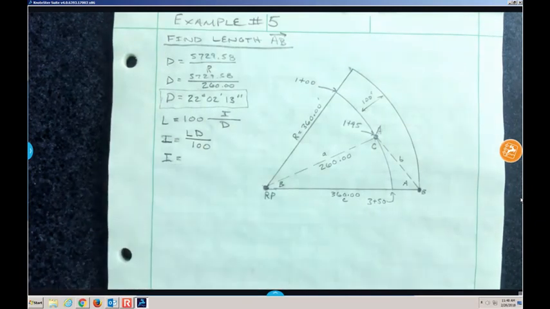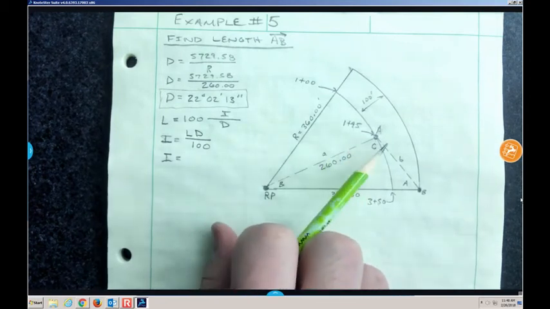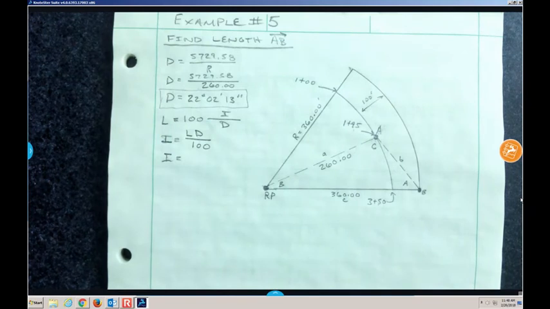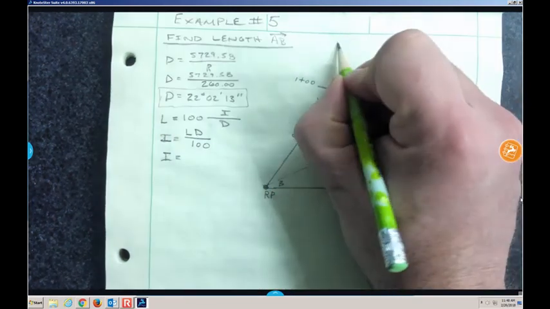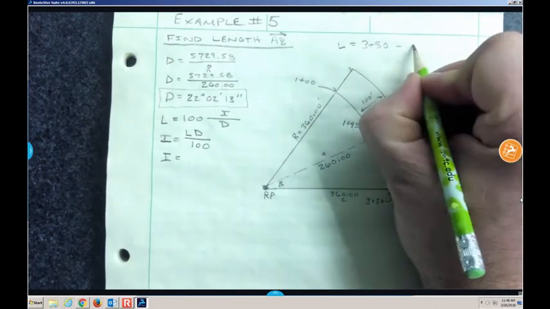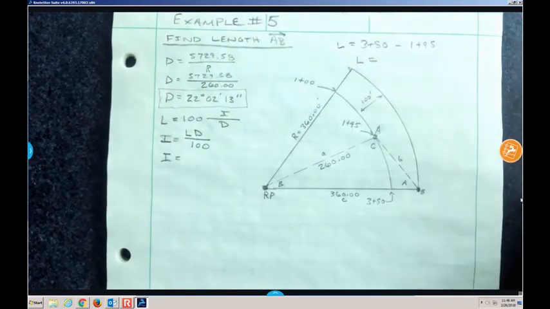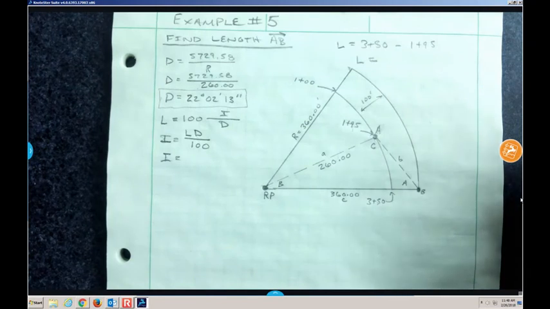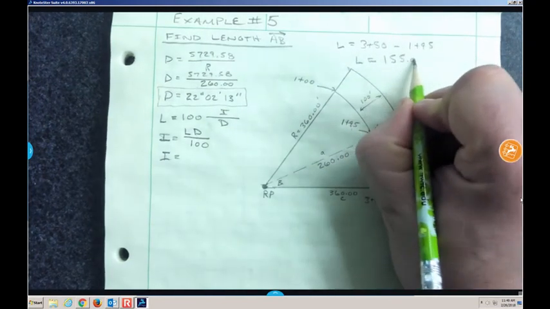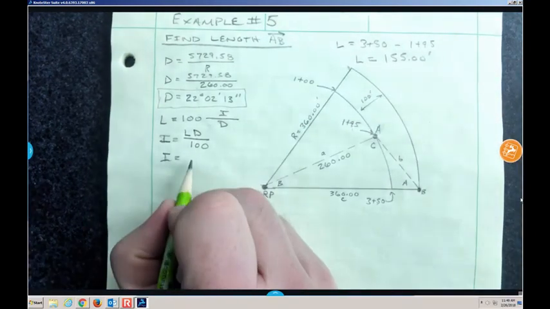I know what L is. I can figure out L. L is easy to find. L is the distance along the curve, right? So you should be able to just subtract the stations. So this station minus this station should give me L, because it's the length along the curve. So L is equal to 3 plus 50 minus 1 plus 95. So L equals what? 1 plus 55? Well, 155 feet we can call it. We don't have to put the plus in there for L. It's 155 feet. So I know L now.